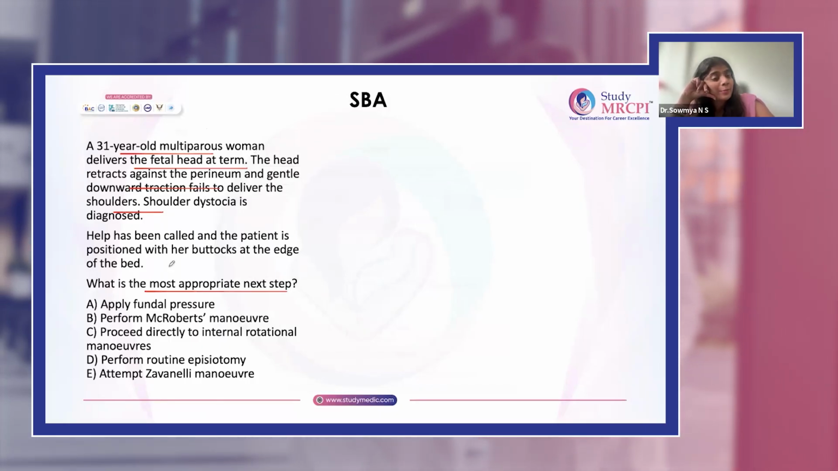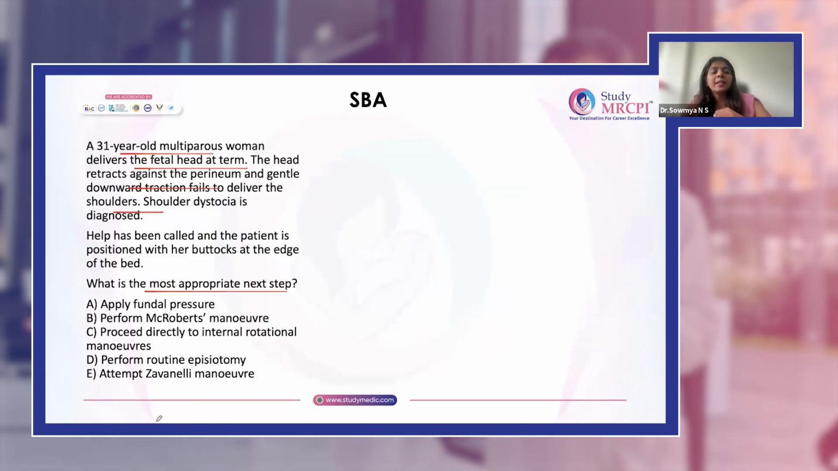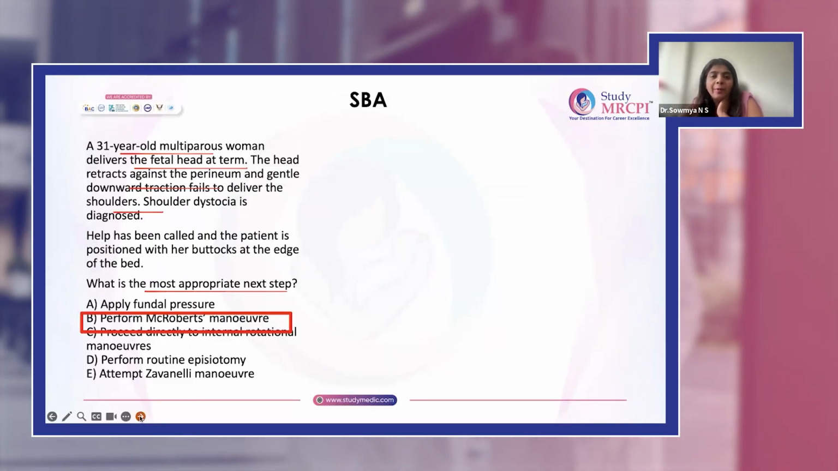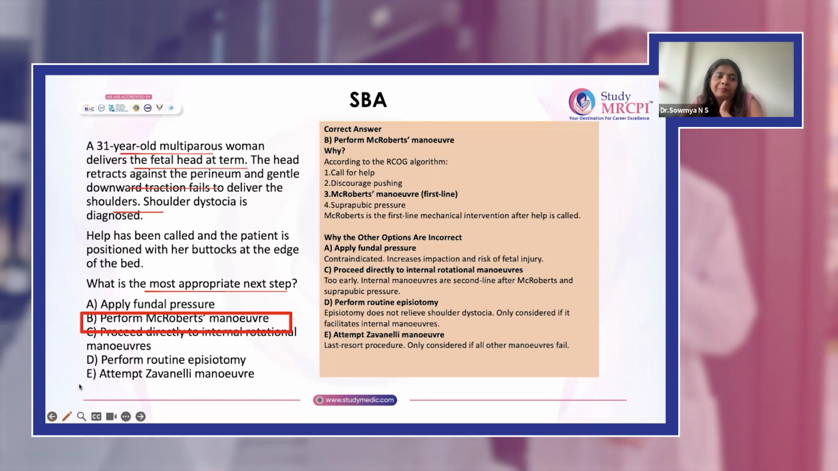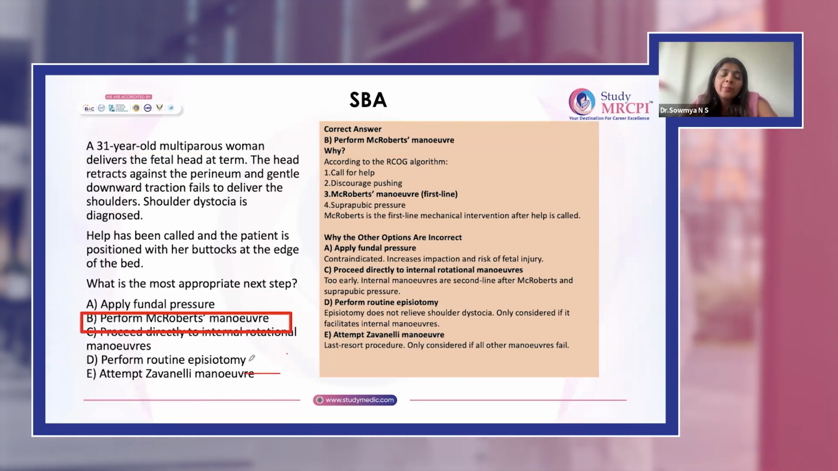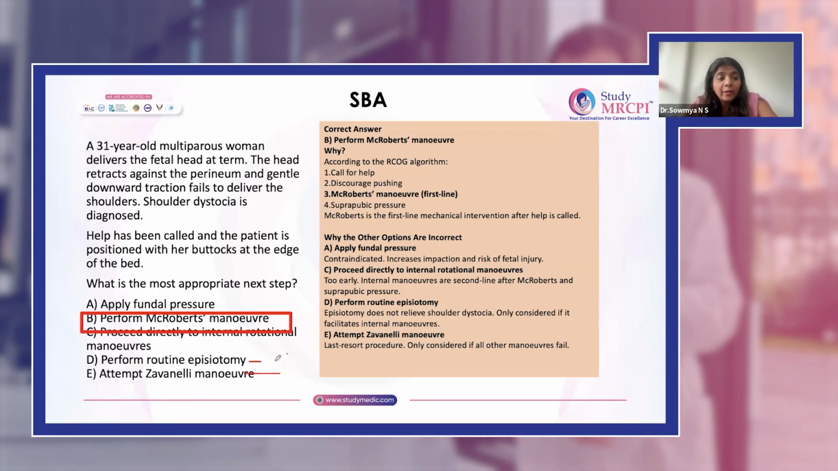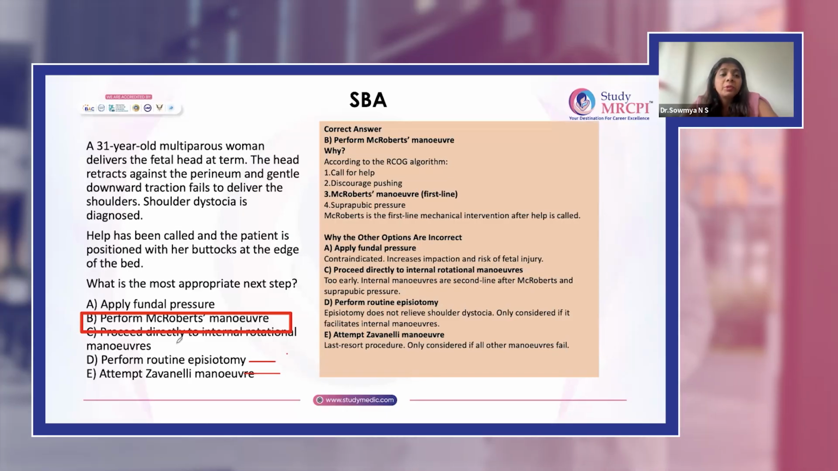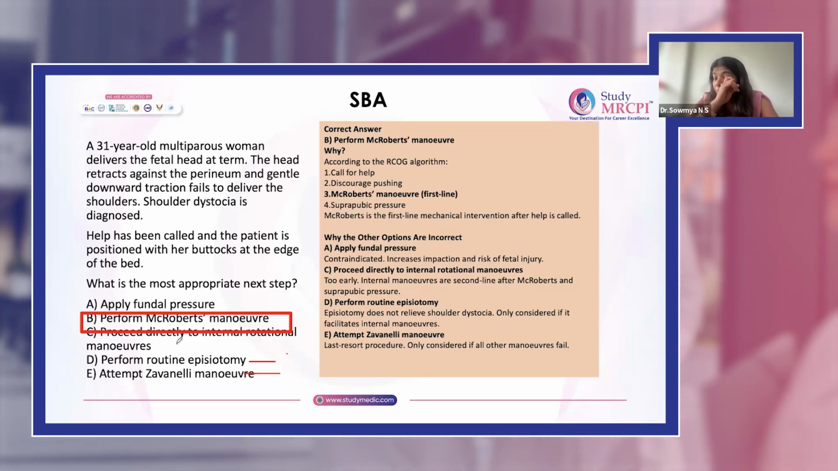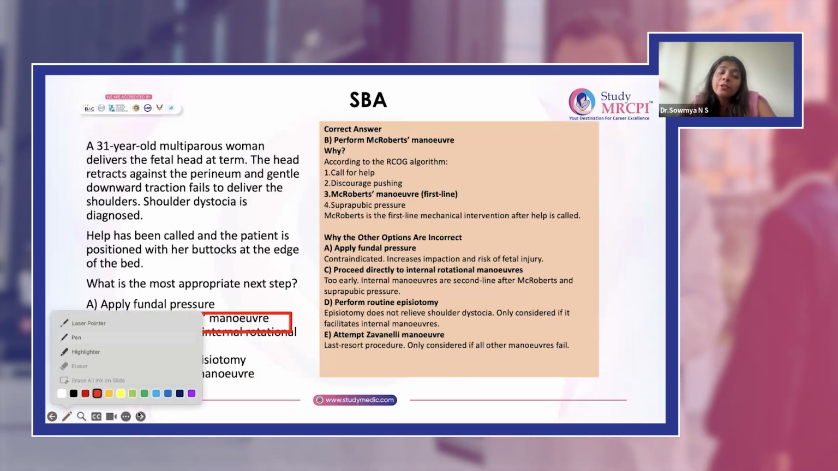So help has been called and the patient is positioned with her buttocks at the edge of the bed. Obviously, the next best step would be performing the McRoberts maneuver. Hope this is clear, guys. And the third line is routine episiotomy. First of all, there is no routine episiotomy. Internal rotation: you would not proceed directly to internal rotation, because you have to try the first line maneuvers. And fundal pressure should never be given.